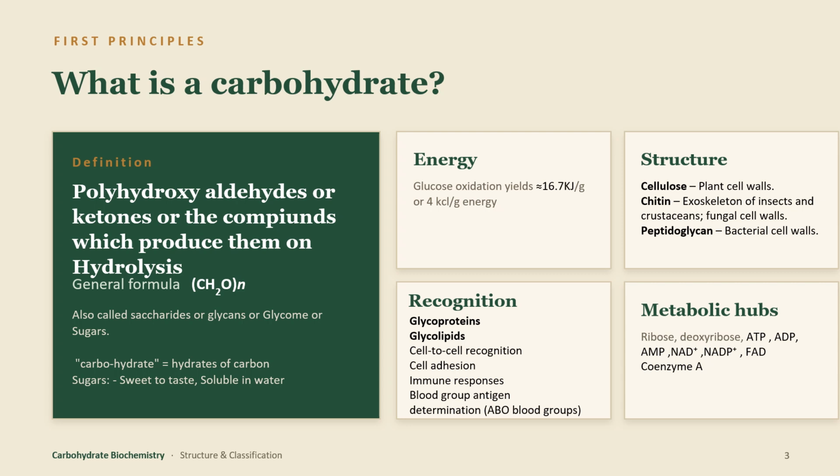Another one: in living cells, cell to cell recognition is also because of carbohydrates, such as glycoproteins and glycolipids, which participate in cell adhesion, immune responses, and blood group antigen determination. For the ABO blood groups, the antigen is very important, right? So in the form of glycoproteins, they play this vital role. In metabolic activities, ribose and deoxyribose are very important for any living organism, and ribose is nothing but a sugar, we all know that. And in ATP, ADP, AMP, NAD+, NADP+, FAD, coenzyme A, in all these compounds, sugar is there. I mean, carbohydrates are there.